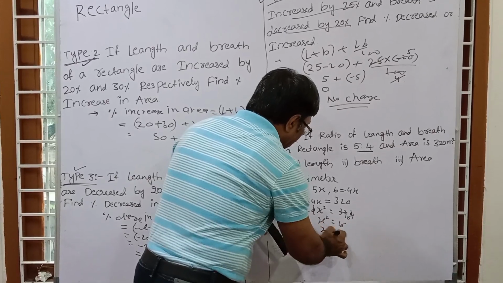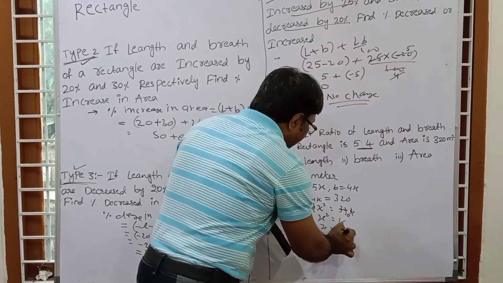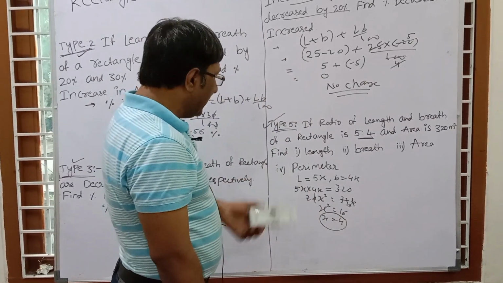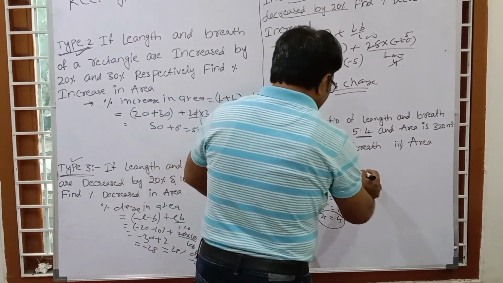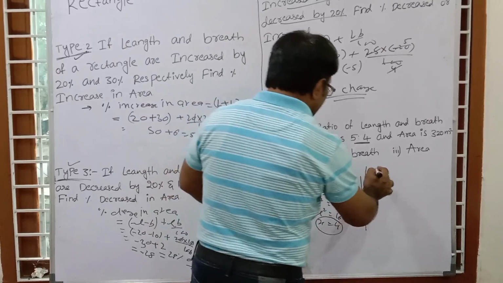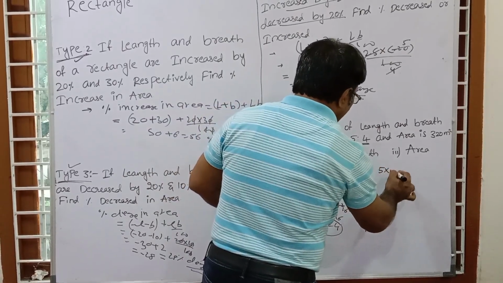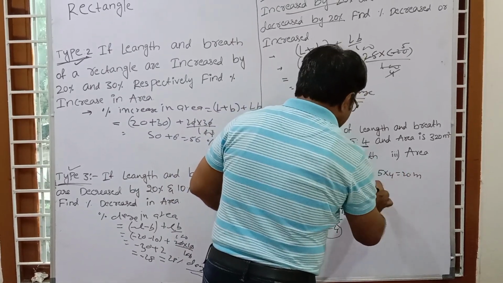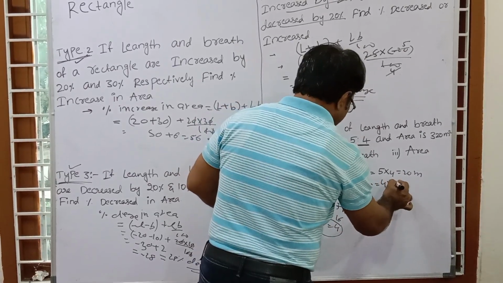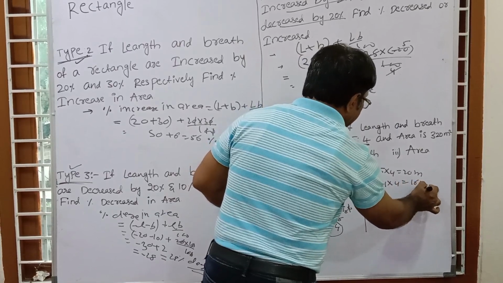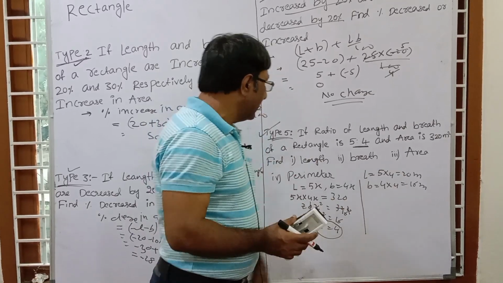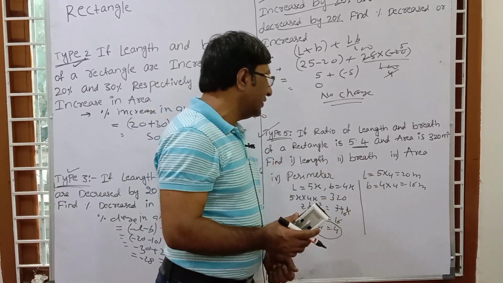16. So x equals plus minus 4, but here we take only the positive sign. So x is 4. Now we have x, so length equals 5x, that is 5 into 4, which is 20 meter. In the same way, breadth is 4x, that is 4 into 4, which is 16 meter. So length is 20 meter and breadth is 16 meter.